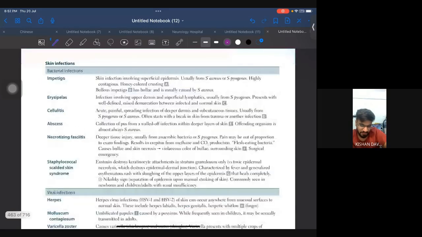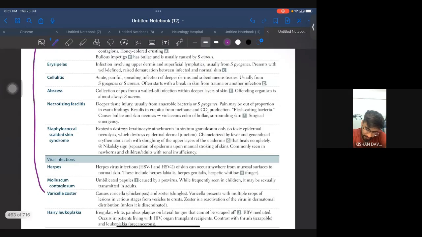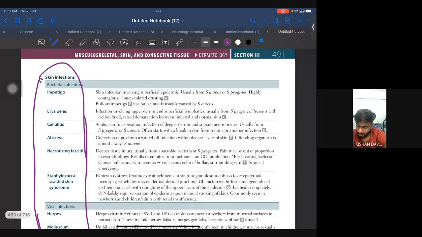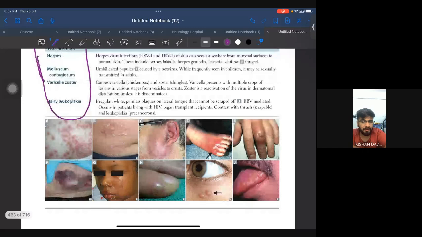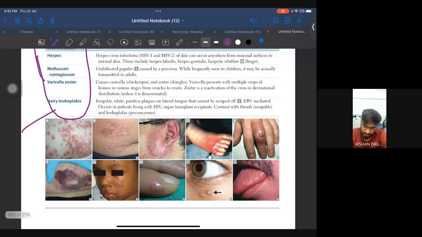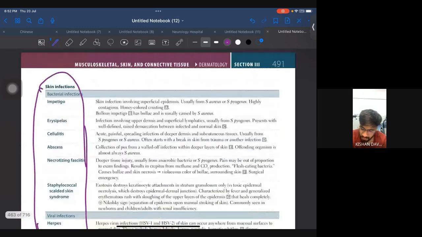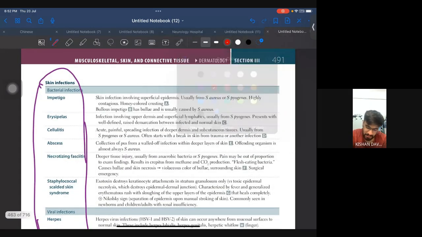Moving ahead, we have skin infection. Skin infection we will basically be covering with microbiology. But even if we are covering this with microbiology, I want you to be thorough with the images. You should be able to identify what shingles is. You should be able to identify whether it is occurring due to Staph aureus or Streptococcus. So for that, let's just see 2-3 conditions here. The rest we'll be seeing with microbiology only.